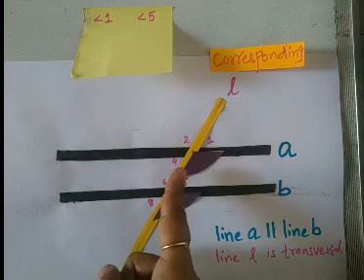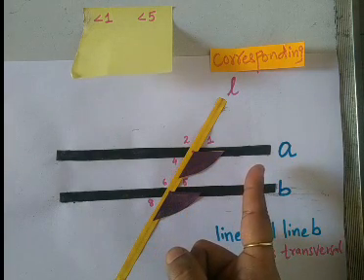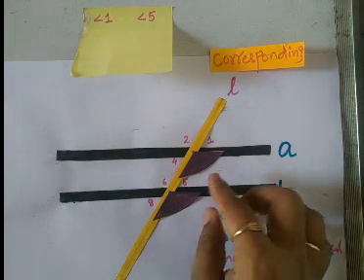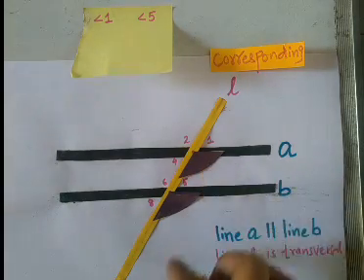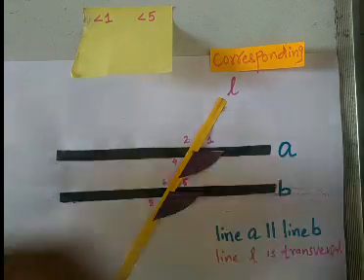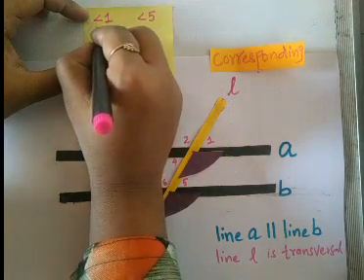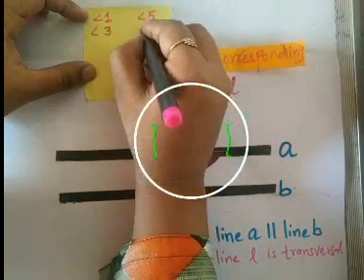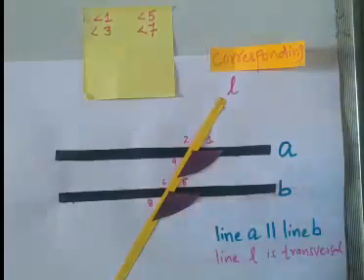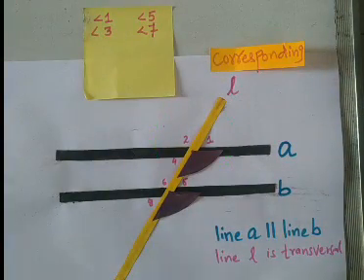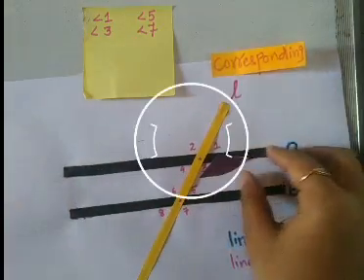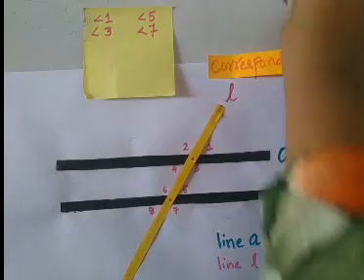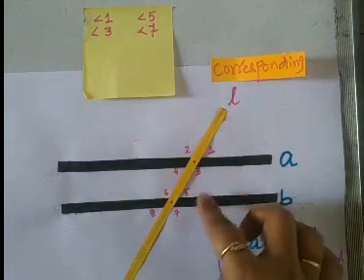Now you can see both are lying on the right hand side of the transversal. Okay, and there is a gap of one angle between them. There should be a gap of one angle between them. So angle number 3 and angle number 7 are corresponding to each other. Okay, so we have covered all the 4 angles which are forming on the right hand side of the transversal. That is angle number 1, 5, 3, 7.